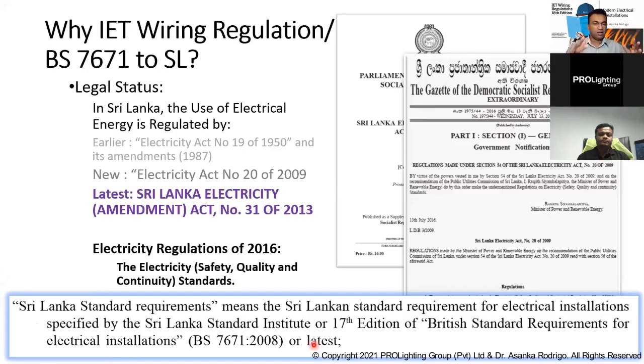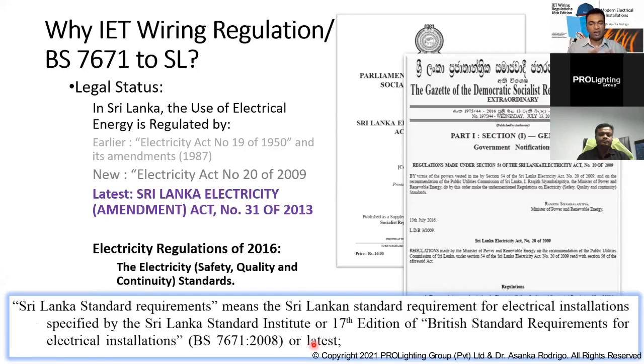Now in Sri Lanka, with this Electricity Act, this IET wiring regulation has become a legal requirement from which you cannot deviate. No matter who the consultant or the contractor is, we have to follow the IET wiring regulation in Sri Lanka, or what we call BS 7671 in Sri Lanka.